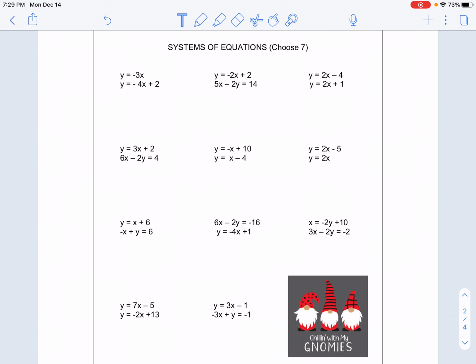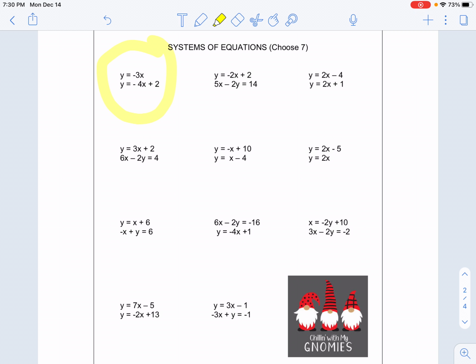For example, say you want to do the equal values method. So you look for one of the systems where both of them are set equal to x or set equal to y. So for example, this one circled here, this one would be great for your equal values method box. And what you're going to do is you are going to set those equal to each other and solve for x, then go back and solve for y.